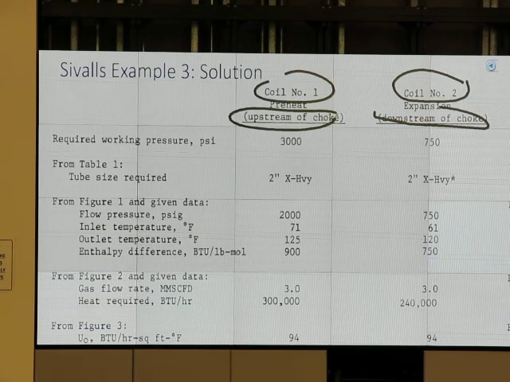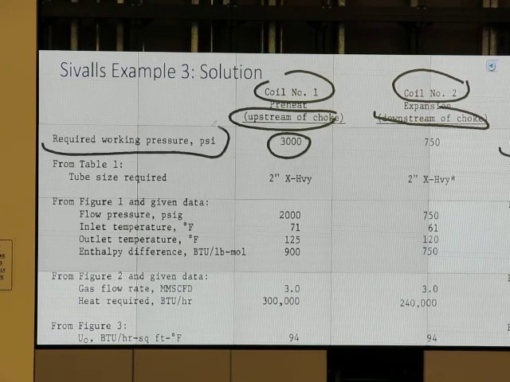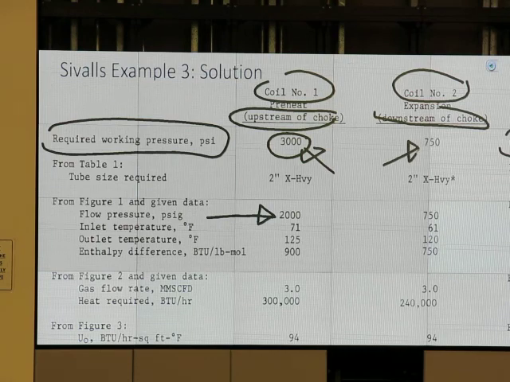So before the choke is 3000, right? Then we choke it to 750. Oh, required working pressure, I'm sorry, this is required working pressure. This is flow pressure. So before the choke, the pipe should withstand that much, 300,000 psi. After the choke, the pipe should withstand just that much. So we can actually use a thinner pipe. But we don't need to.